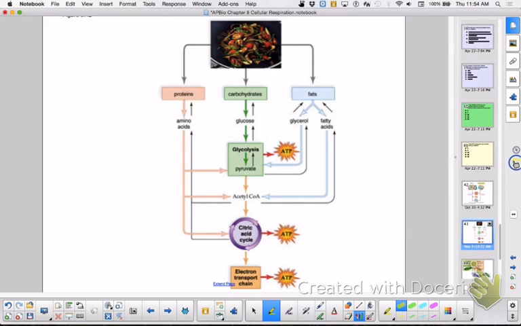And how many chains do I have? 3. What's 3 times 9? 27. Plus I get a 28th acetyl-CoA from the glycerol. When I burn glucose, I only have 2 acetyl-CoAs, but I could have 28 acetyl-CoAs from a fat. So do you understand why fat has more calories than a carbohydrate? Because it'll generate a lot more ATP rapidly.